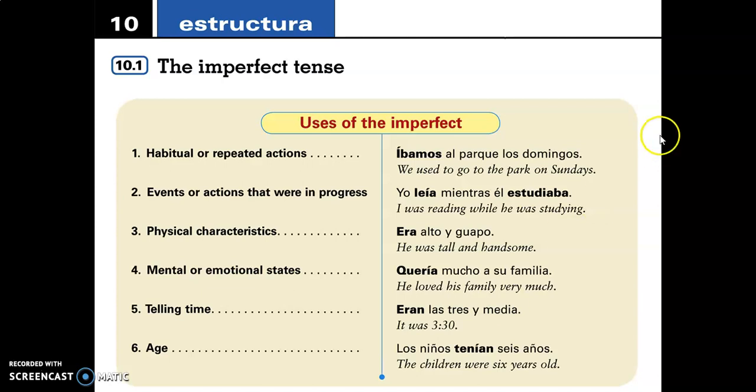So using the verb ir, íbamos al parque los domingos. Íbamos. We used to go to the park. This is a form of ir. Okay, íbamos al parque los domingos. Okay, we would go, we used to go.